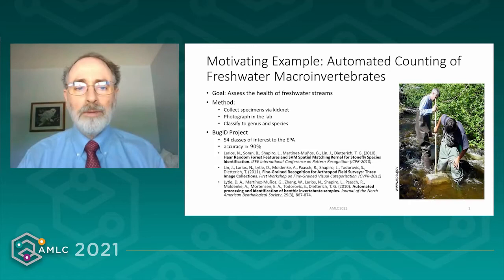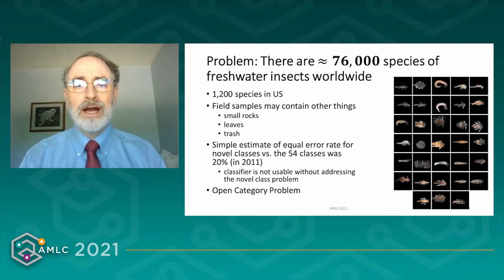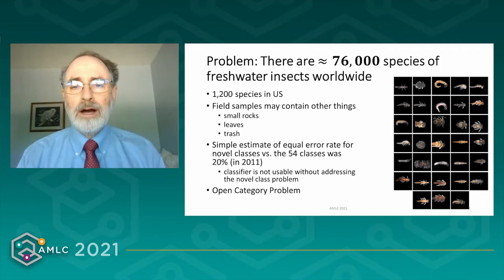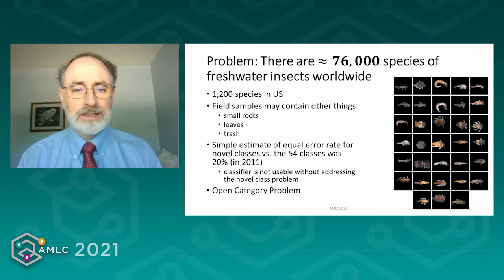I was quite happy with this until we realized that there are going to be other things in our field samples besides these 54 classes of insects. In fact, there are 76,000 species of freshwater insects worldwide, and there are 1,200 species in the United States. And beyond bugs, the field samples, because they're being processed by a robotic system, might also contain small rocks or leaves or bits of plastic, things like this.